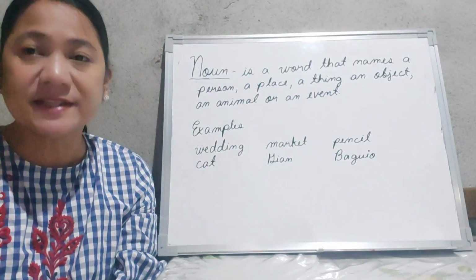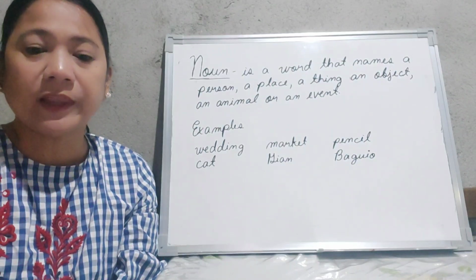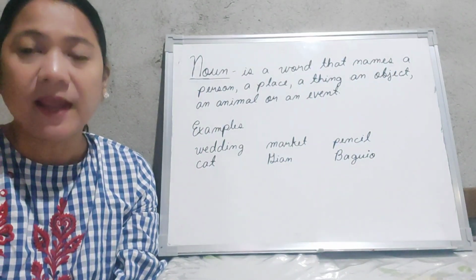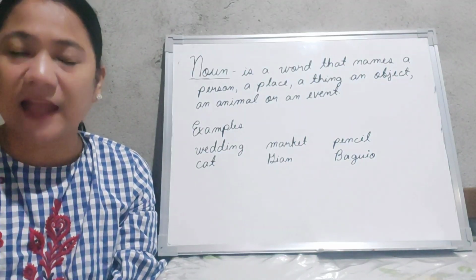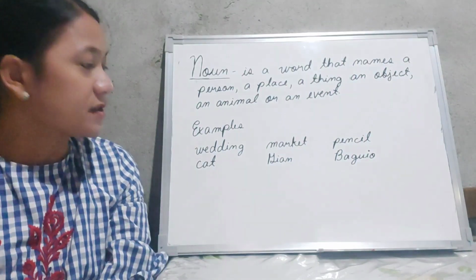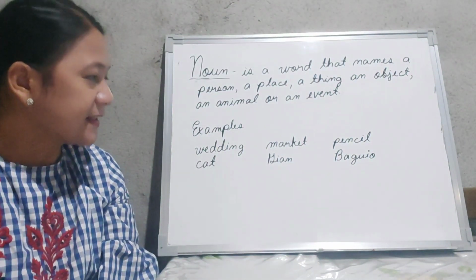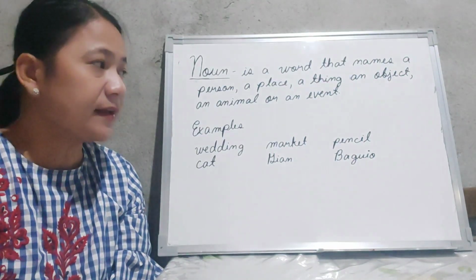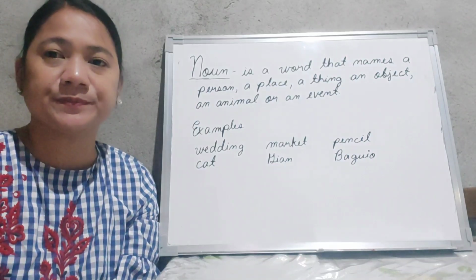Let us first discuss the meaning of a noun. A noun is a word that names a person, a place, a thing, an object, an animal, or an event. Some examples of nouns are written on the board. We have wedding, cat, market, Gian, pencil, and Baguio.